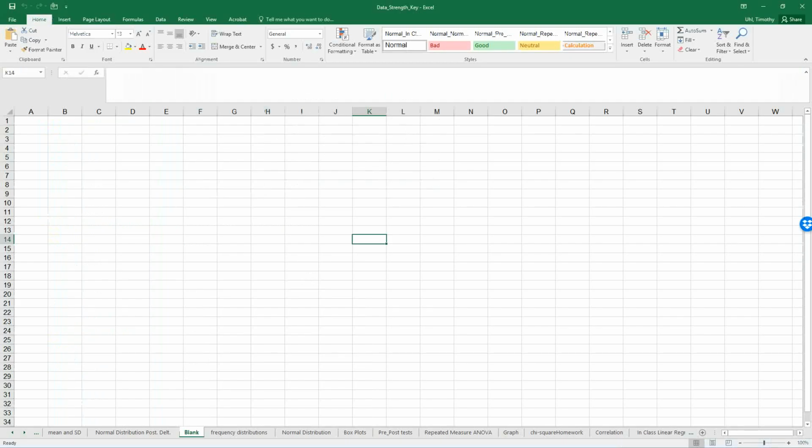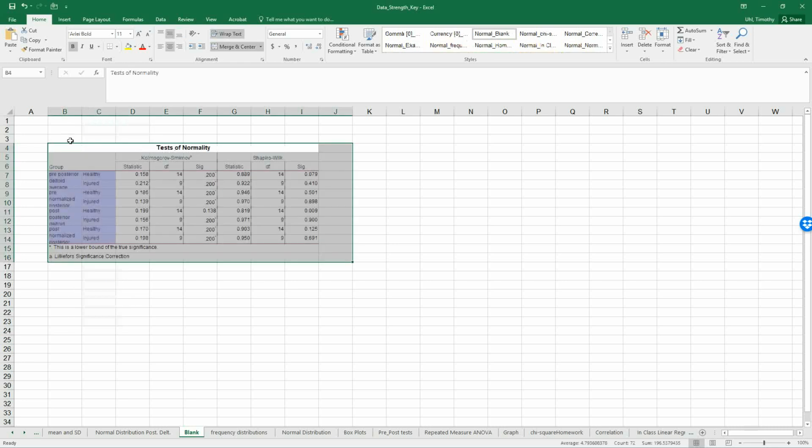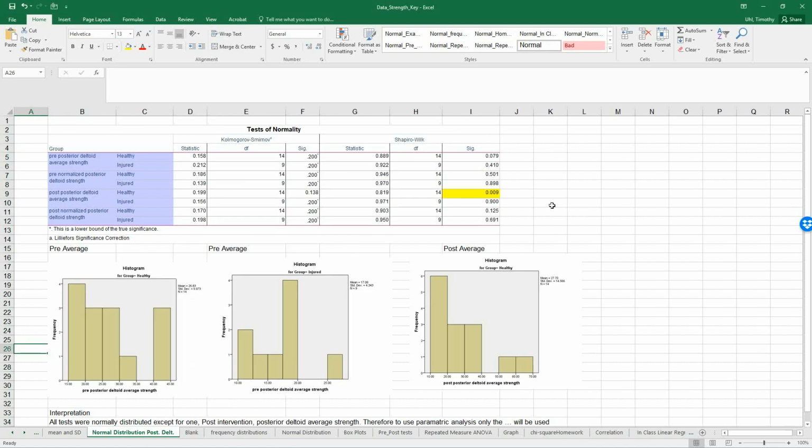So this data, what I'm asking you to do is you're going to copy this and put it in your Excel work tab. So this will be your third work tab. Paste it, define what this is, and I've already done that just to make this a little faster. So this is the normal distribution. I highlight that 0.09, and I want you to give me all the graphs for that, for the healthy and the injured.